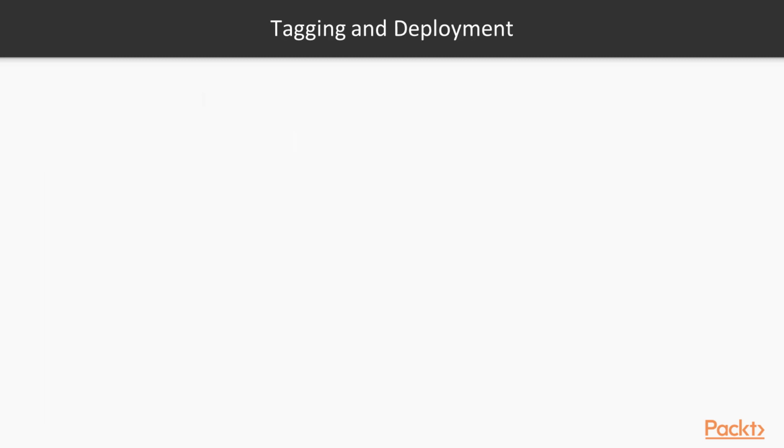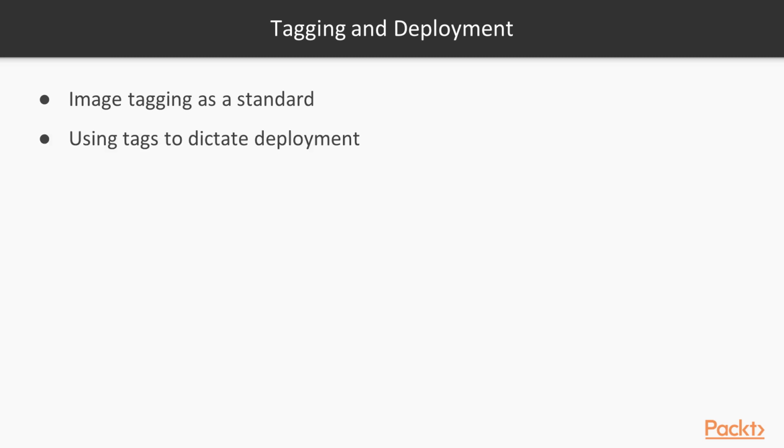When it comes to tagging and deployment, image tagging can be used as a standard. If you're familiar at all with pulling images from Docker, you'll know that in many cases there's an image that has the latest tag, and that denotes the latest stable build of a specific container image. You can also tag images with versions. You can tag images with environment names as well. And if you would like to use tags to dictate your deployments, specifically pushing to one or more environments, using tags to do that is fairly simple.